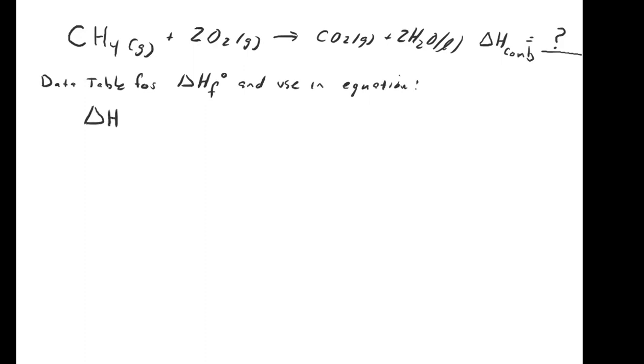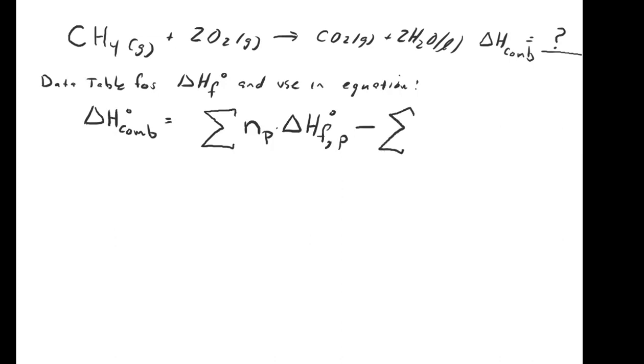Delta H of combustion is equal to the sum of the number of moles of a product times delta H of formation of that product. So I'm going to put comma, that's a comma, minus the sum of the number of moles of each reactant times delta H of formation of each reactant, R for reactant, okay? Degree sign again means standard conditions, okay? So here, N sub P is the coefficient for each product.